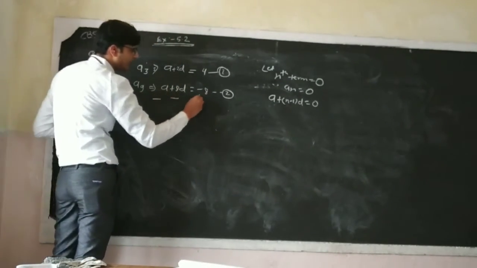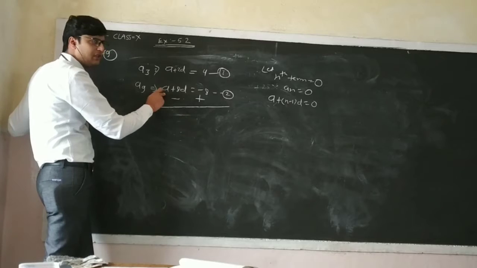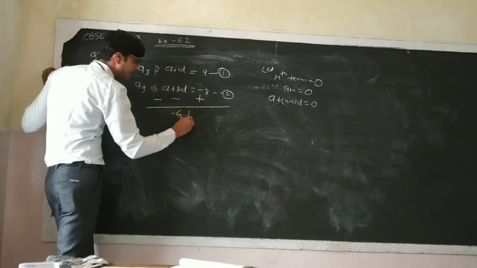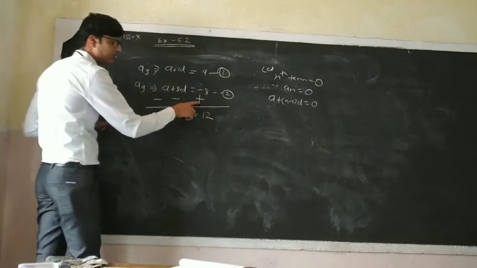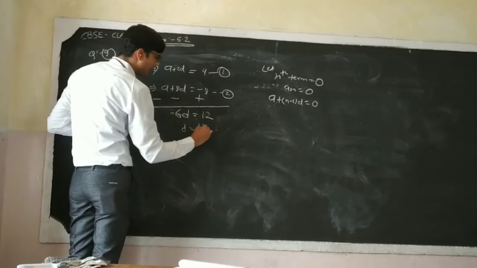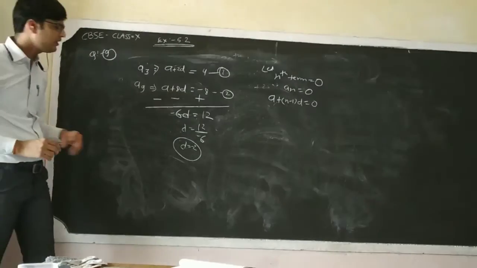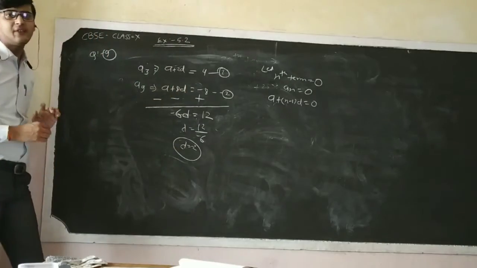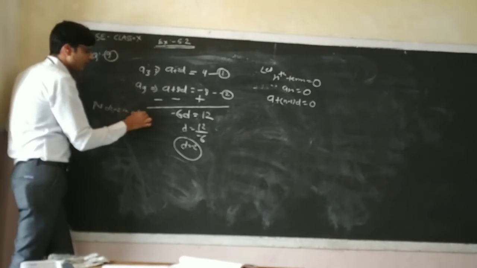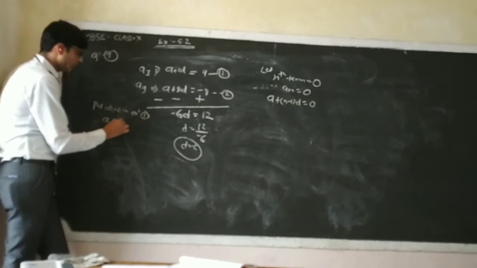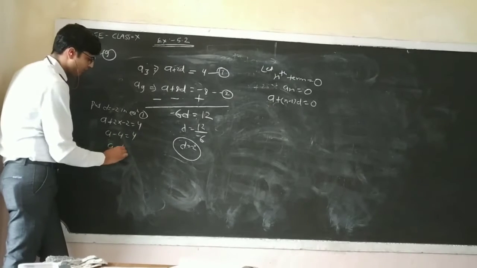Changing signs, a minus a becomes 0, and 2d minus 8d becomes minus 6d equals 4 plus 8, which is 12. So d equals 12 upon minus 6, so d equals minus 2. We put d equals minus 2 in equation first. So a plus 2 into minus 2 equals 4, a minus 4 equals 4, so a equals 4 plus 4.